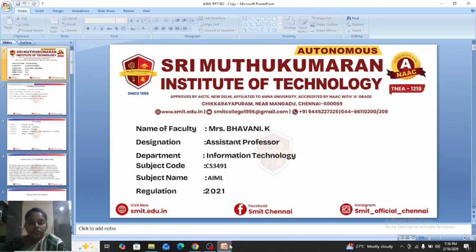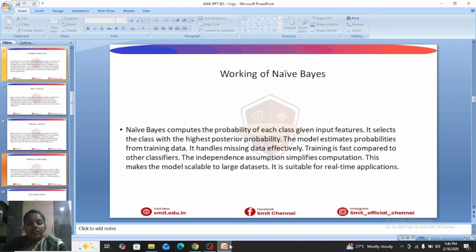We are going to see about artificial intelligence and machine learning. Working of Naive Bayes. This computes the probability of each class given input features. Select the class with highest posterior probability.